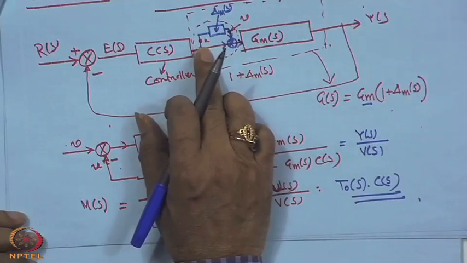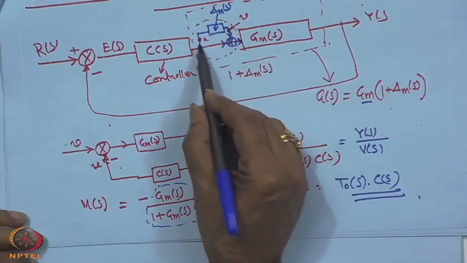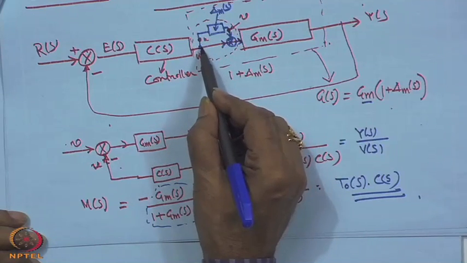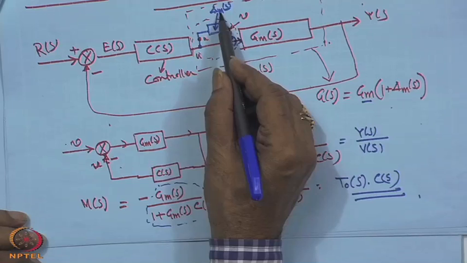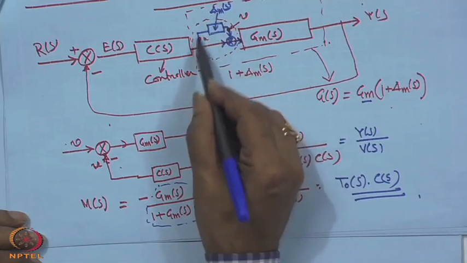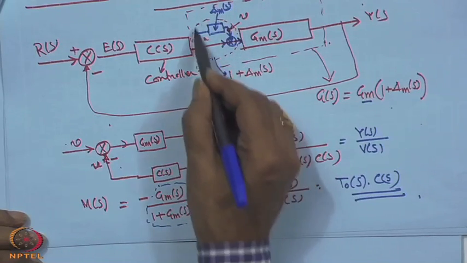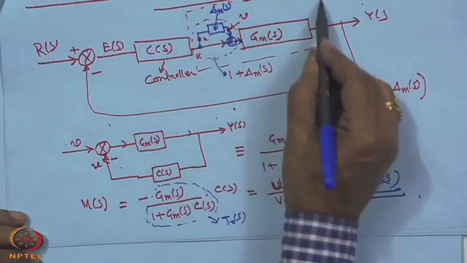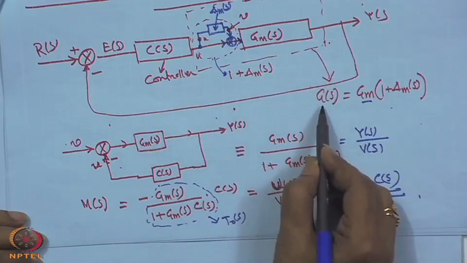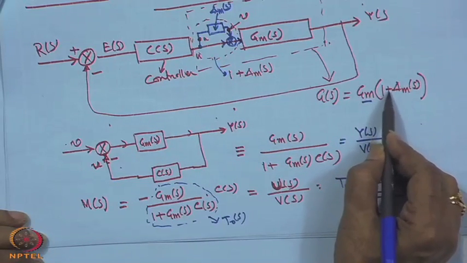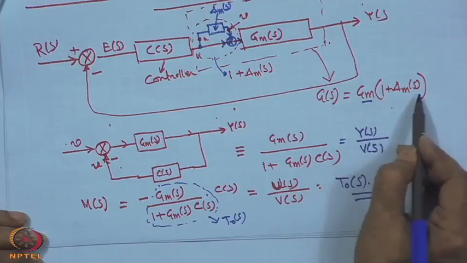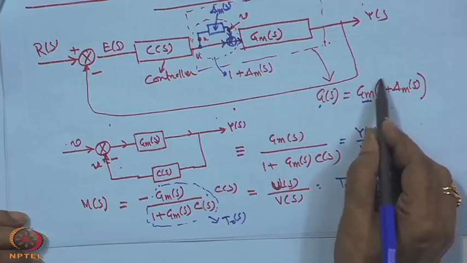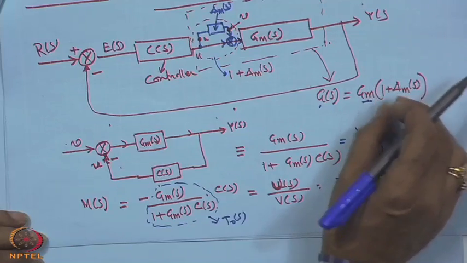Next we consider the multiplicative perturbations. The perturbation is before the plant model, and delta M is the multiplicative perturbation, where M stands for multiplicative and A stands for additive. The equivalent block is 1 plus delta M. So, if you see the total block, the transfer function is G_M(s) into 1 plus delta M(s). So it is a product of two transfer functions: the actual plant is the plant model multiplied by the perturbation model with 1.